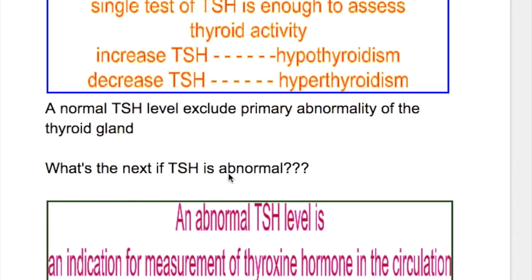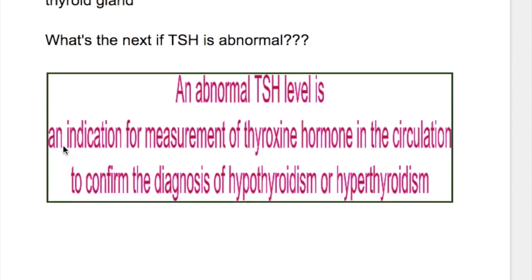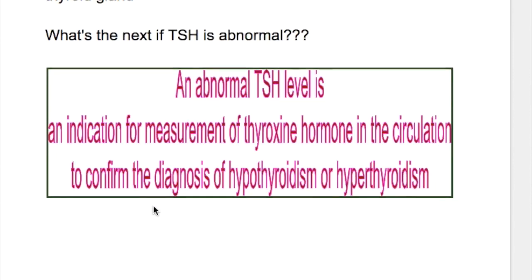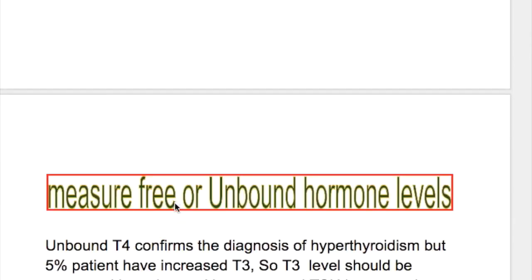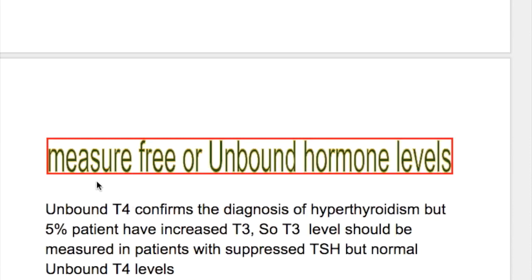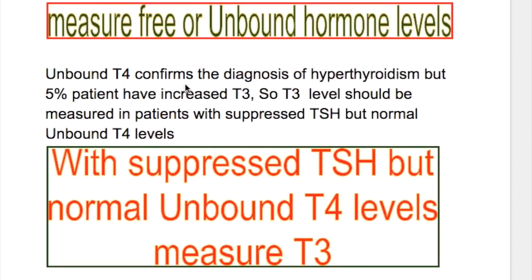What next if TSH is abnormal? An abnormal TSH level is an indication for measurement of thyroxine hormone to confirm the diagnosis of hypothyroidism or hyperthyroidism. Once the TSH is found raised or decreased, measure free or unbound hormone level. Unbound hormone T4 confirms the diagnosis of hyperthyroidism, but 5% of patients have increased T3.